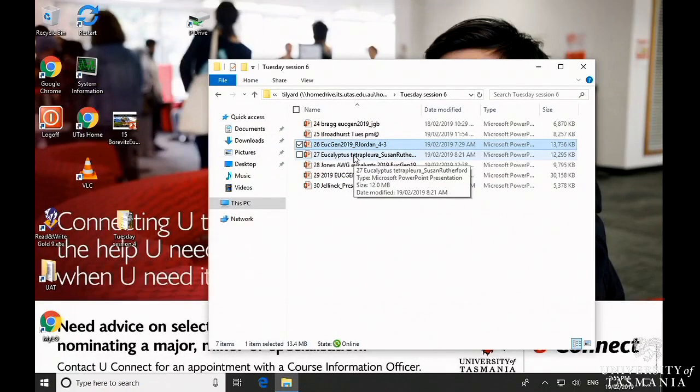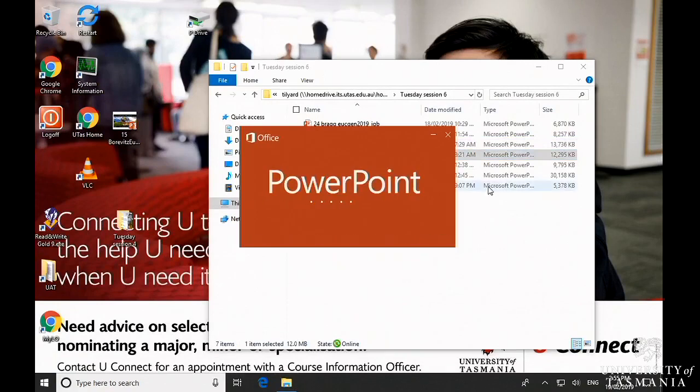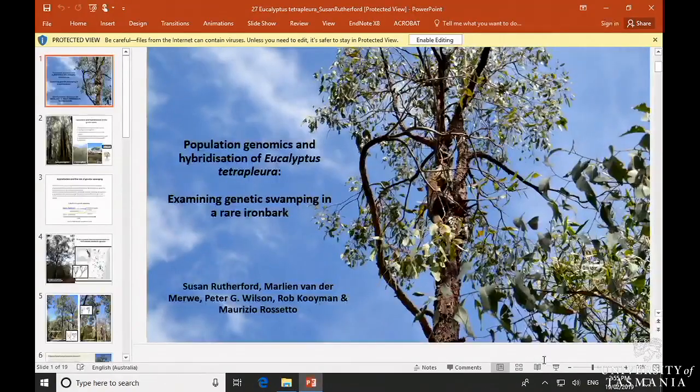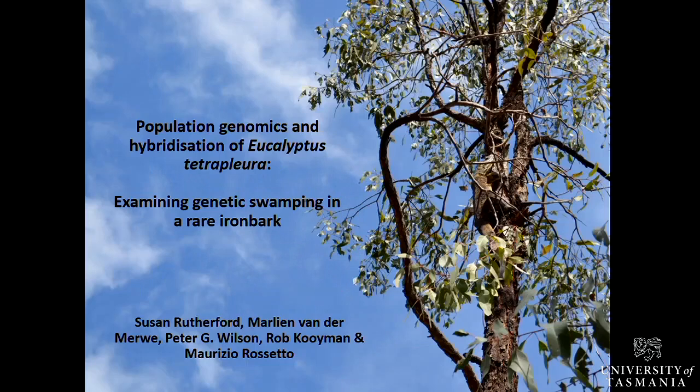And our next speaker is Susan Rutherford from the Botanic Gardens in Sydney, and she's talking about population genomics and hybridisation and genetic swamping in a rare species.